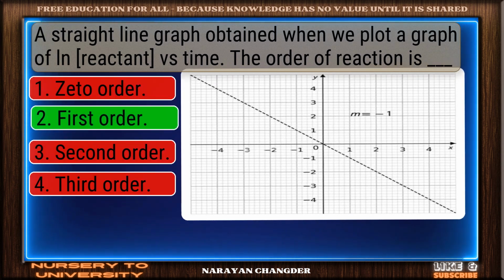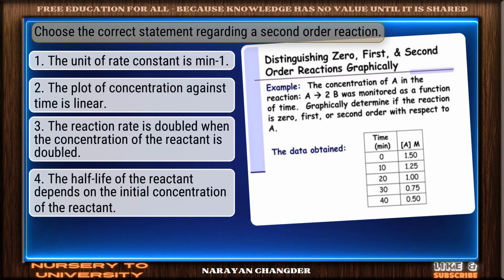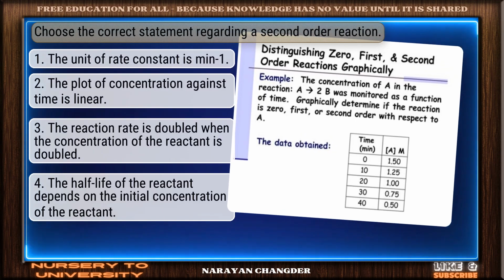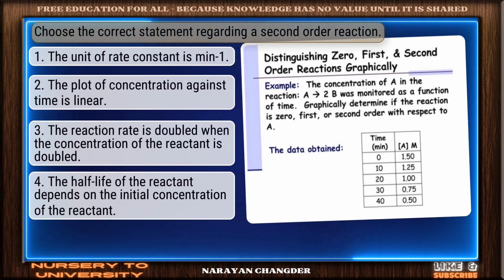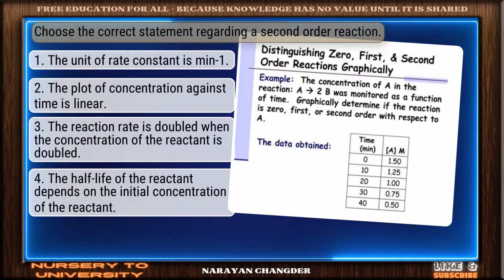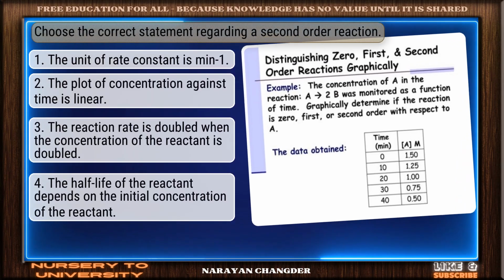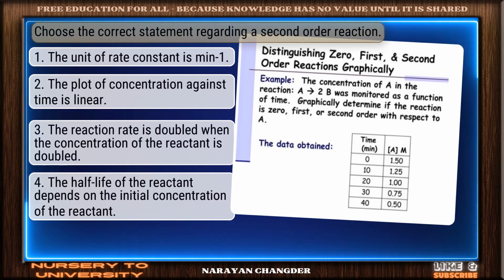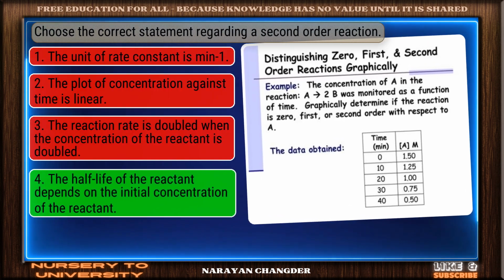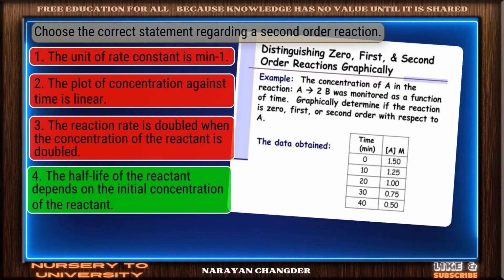Exactly, first order. Choose the correct statement regarding a second order reaction. Option 1, the unit of rate constant is min-1. Option 2, the plot of concentration against time is linear. Option 3, the reaction rate is doubled when the concentration of the reactant is doubled. Option 4, the half-life of the reactant depends on the initial concentration of the reactant. You got it. The half-life of the reactant depends on the initial concentration of the reactant.